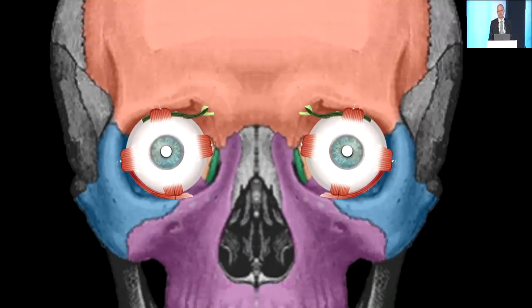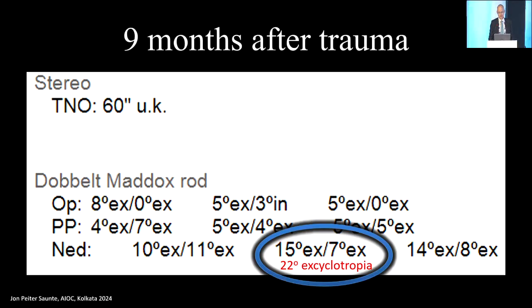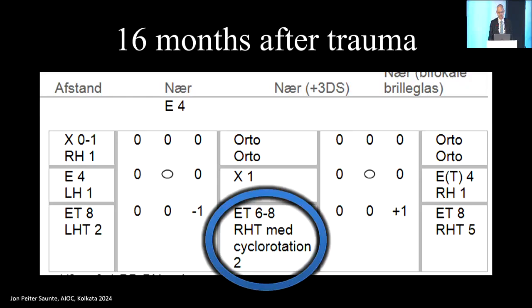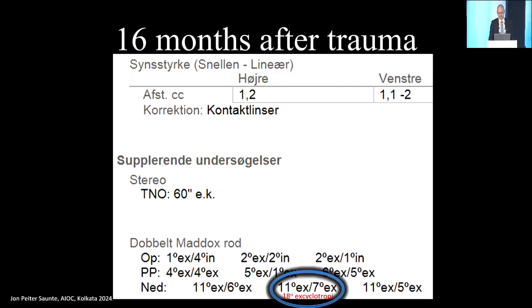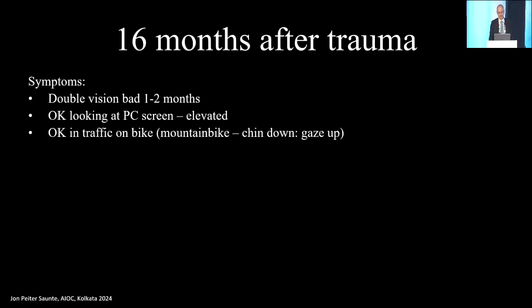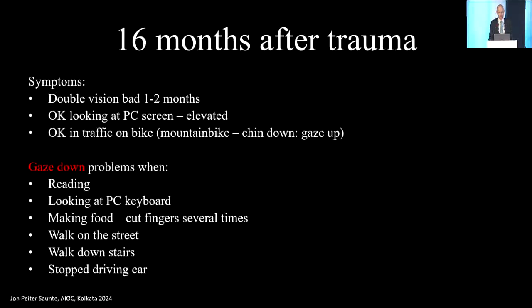And this is what's going on. She has excyclotropia. The eyes are excyclotropic due to bilateral fourth nerve palsy. So we wait, we see what's going on. We wait 9 months, and she is still symptomatic. Down gaze is a problem. And we wait 16 months to see if this goes away. We ask her, how are you doing? Well, she says, I'm better now, but in down gaze I have big problems.